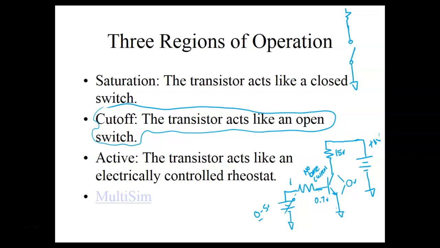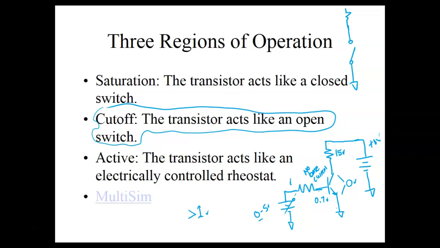Now it's not perfect. You'll never measure 0 volts across the transistor even when it's saturated, but normally we say if the voltage collector to emitter is less than 1 volt, the transistor is saturated. So if I can switch it between saturation and cutoff, then we can do things.